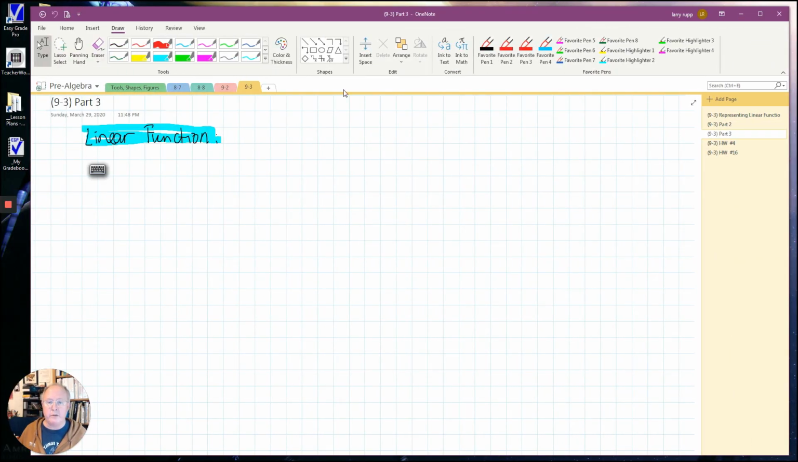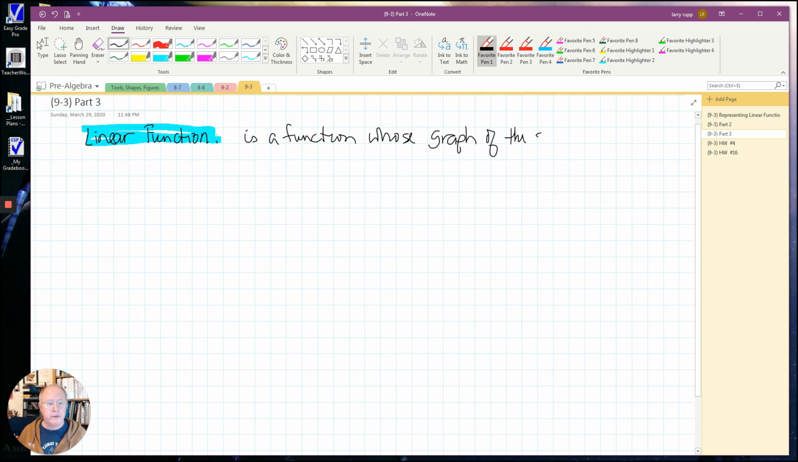Now that brings us to the definition of what a linear function is, okay? So a linear function is a function whose graph of the solutions forms a straight line. Let's look at some of how you would represent a linear function.